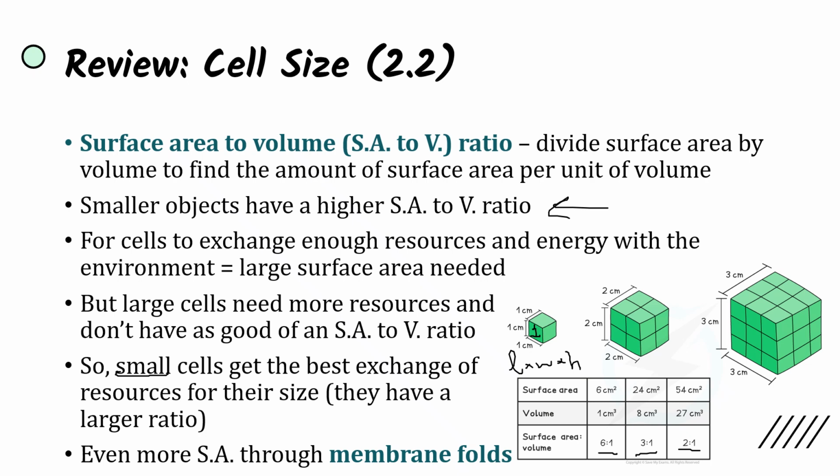And you can achieve even more surface area through membrane folds, because this isn't going to change the volume. You're not putting more membrane in the cell, you're just folding it up to create more sides. This is going to increase the surface area as well. So why are cells small? This is to maximize the surface area to volume ratio.